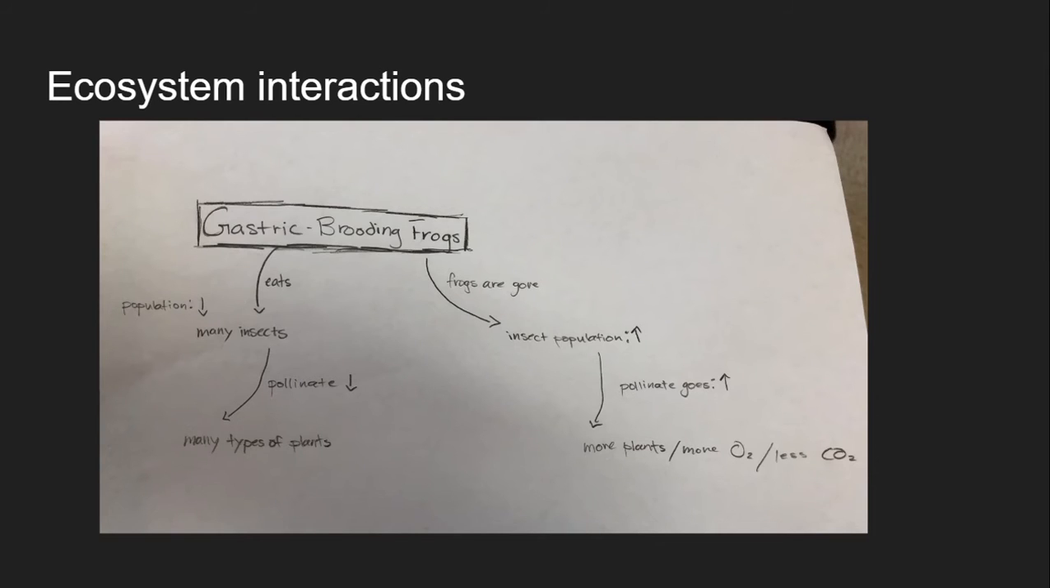If we were to introduce the frog back into the ecosystem, it would have numerous impacts on it. Since the frogs have been gone, the insect population has gone up, which in turn means pollination of plants goes up, which means more plants, more oxygen, and less CO2. But if the gastric brooding frogs were to be reintroduced, that means the population of many insects would go down, which would mean pollination rates would go down. It would mean many types of plants would diminish.